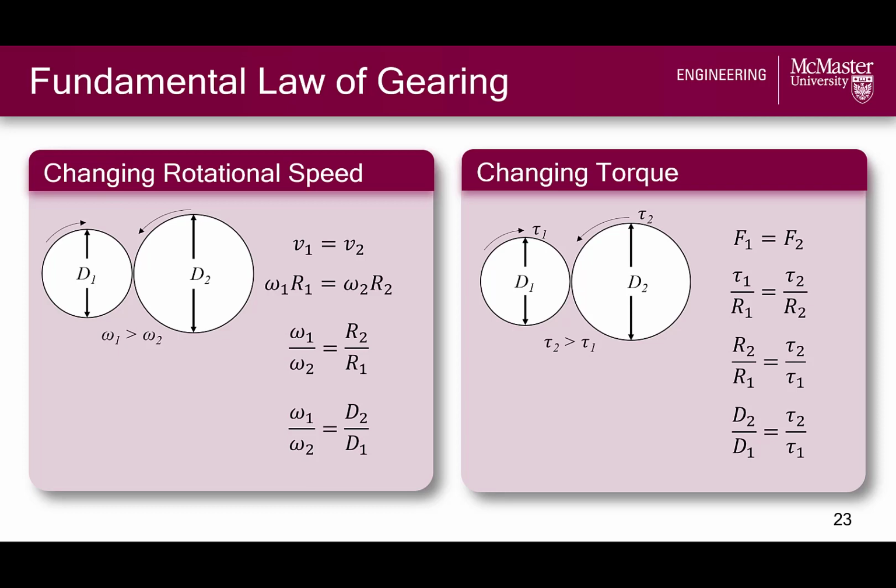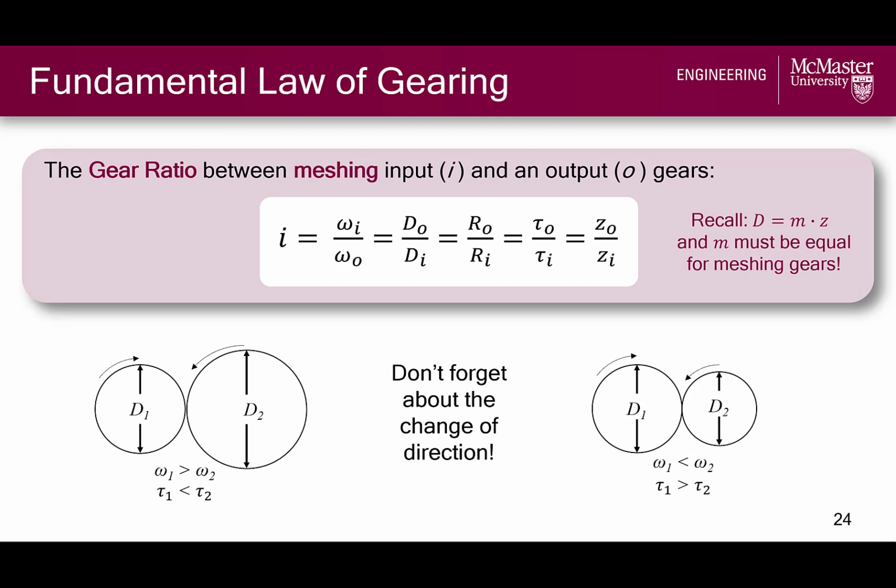Of course, one thing we omitted in this derivation is consideration of direction. We only looked at the magnitude of velocities, forces, and torques, but don't forget that the direction of rotation also changes. Now that we have these two equations, you might also note that these ratios are in fact equivalent, and we can give them a name, the gear ratio. We will represent this gear ratio between two meshing gears as a variable I, and all of its equivalent ratios are listed below for a gear set with input gear I and output gear O.